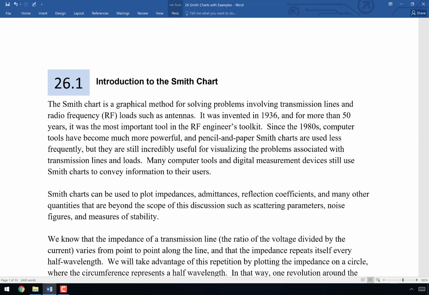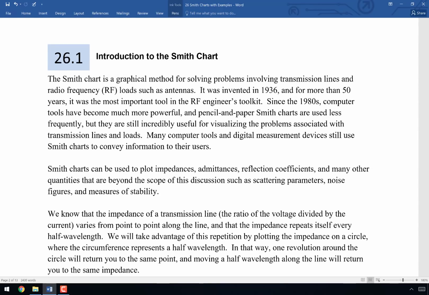So the Smith chart is really a tool that was invented in 1936, and in really its current form was available in the late 1930s. Since the 1980s, computer tools have become much more powerful. Pencil and paper Smith charts are not used as often as they would have been a long time ago, but they're still incredibly useful for visualizing.